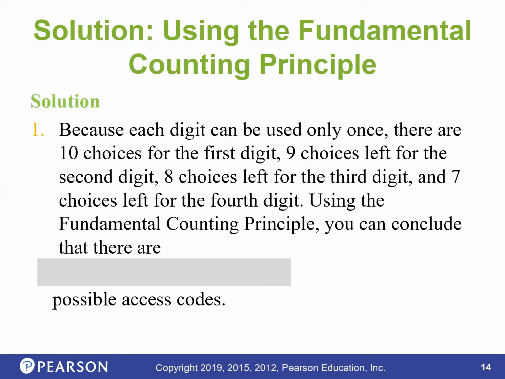Okay, because the digits can only be used once, the choices are 10 for the first one, 9 for the next one, 8 for the next one, and 7 for the last one. There it is. 10, 9, 8, 7 makes 5,040 different combinations. Now the question is, is that a pretty secure locking system?